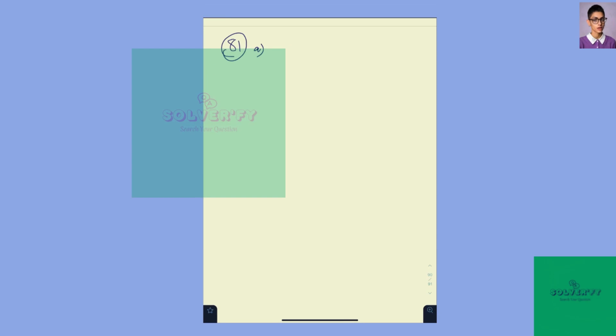So first, we want x to be the distance from B to C. So the distance from the island to C is going to be the square root of x squared plus 25, because 5 squared is 25. And then the distance from C to D is going to be 13 minus x.